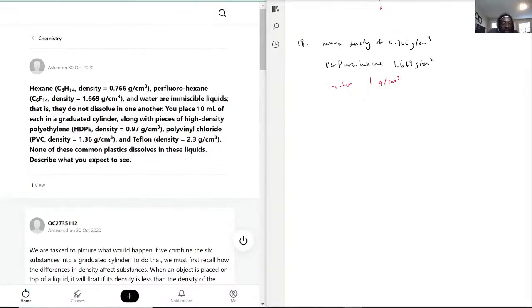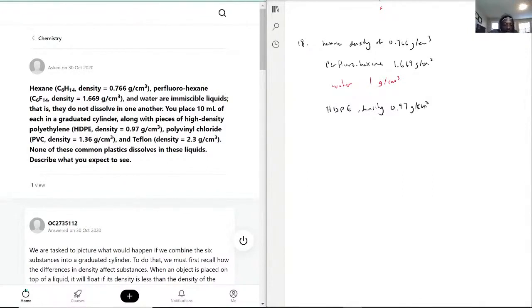So let's see the other pieces here that they say. They don't dissolve in one another, so they will form layers. And you place 10 ml of each in a graduated cylinder, along with pieces of high density polyethylene. Okay, so this is a solid. HDPE, density 0.97 grams per centimeter cubed. That's a piece of it, right?